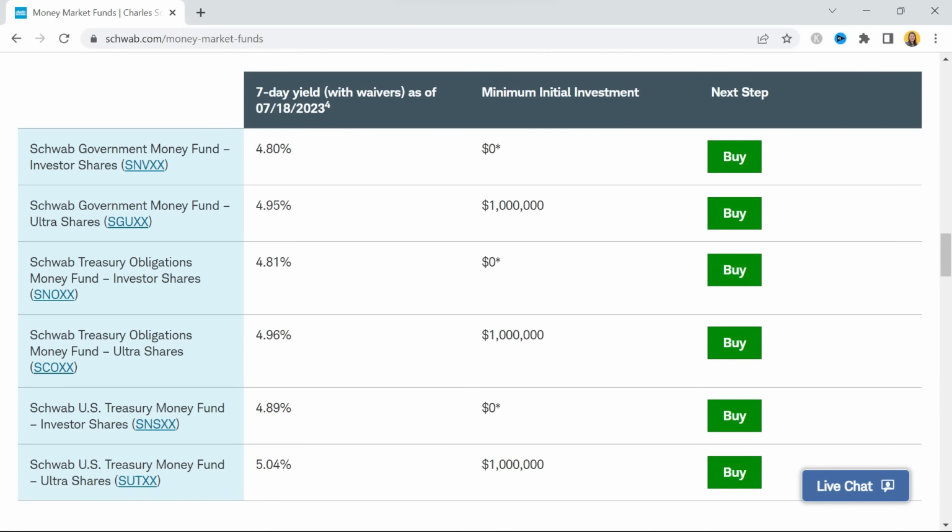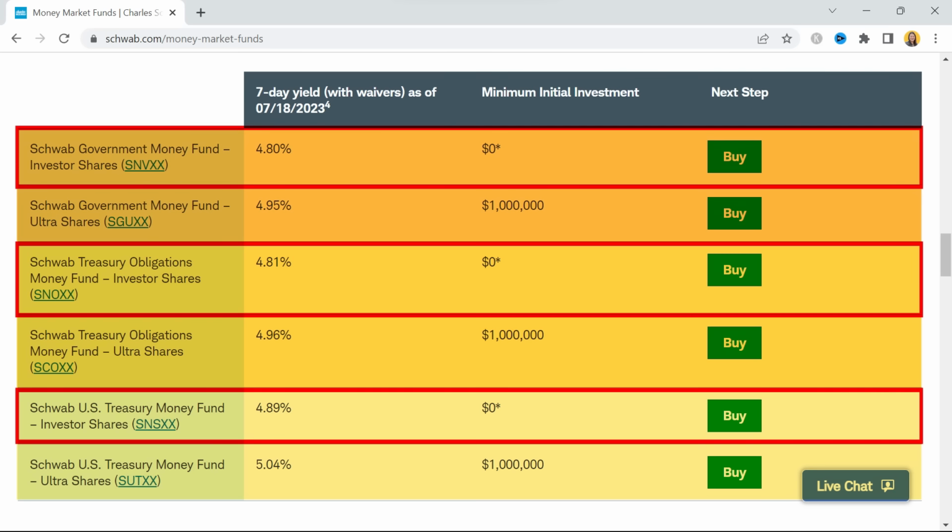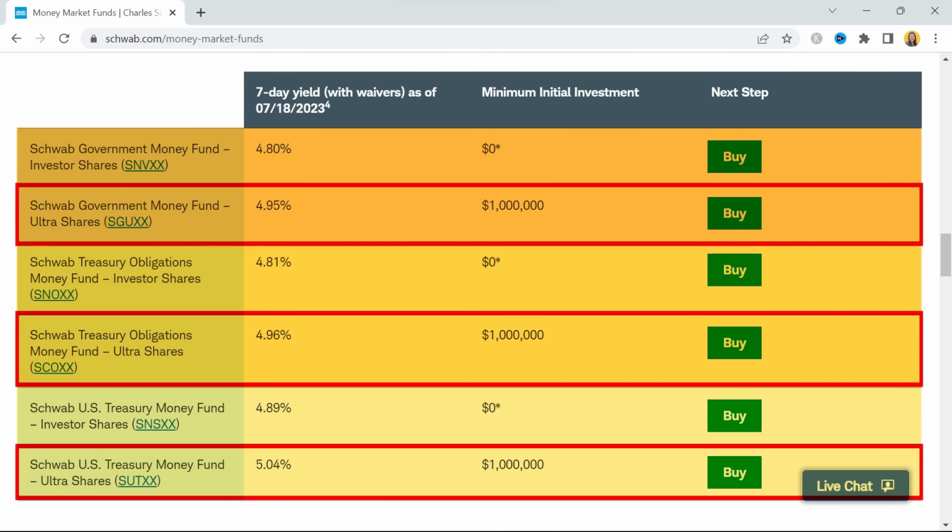Assuming that the cons, the disadvantages, don't bother you too much, and you want to earn that attractive higher yield, here are the government and Treasury money market funds that Schwab offers. There are basically 3 different money market funds in this category, broken down into 2 share classes each. The investor share classes have a slightly lower yield and no minimum initial investment. The ultra share classes yield 15 basis points more than their investor share class equivalent, but have a much higher minimum initial investment of $1 million.